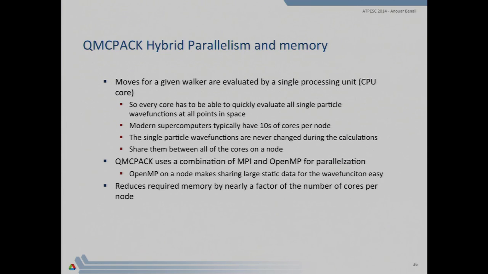QMCPACK uses a combination of MPI and OpenMP for parallelization, and you can replace that OpenMP with CUDA. OpenMP on a node makes sharing large static data for the wave function very easy. So there are many parts where each core needs the same information. It can be shared, and the work can be just split between all the cores on a node, for the simple reason that they only require the information that is sitting on the same node.